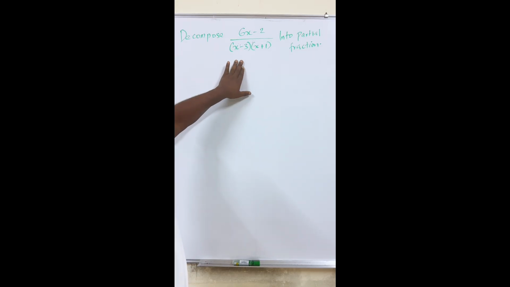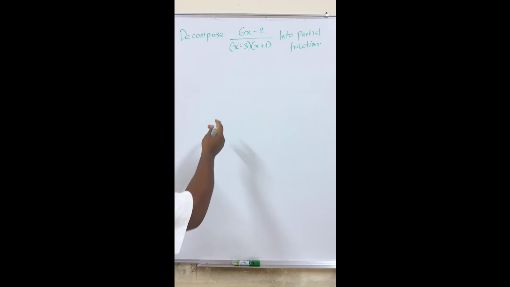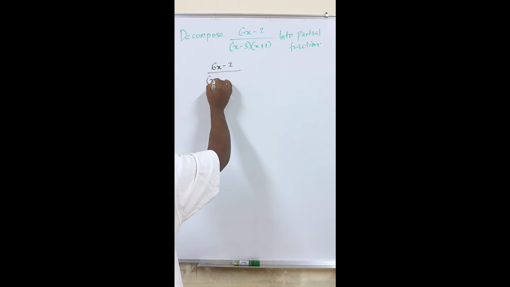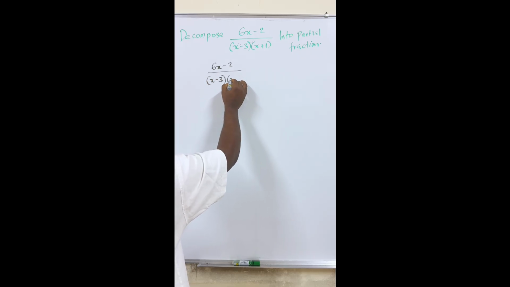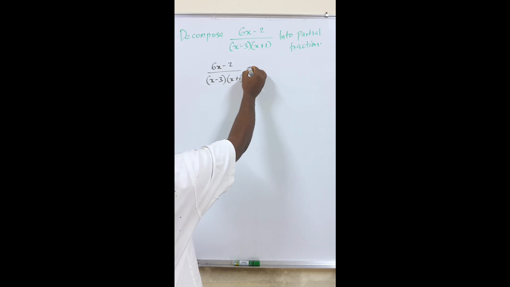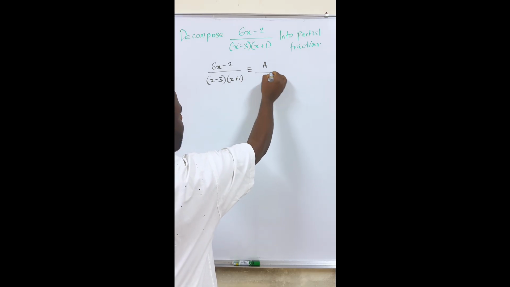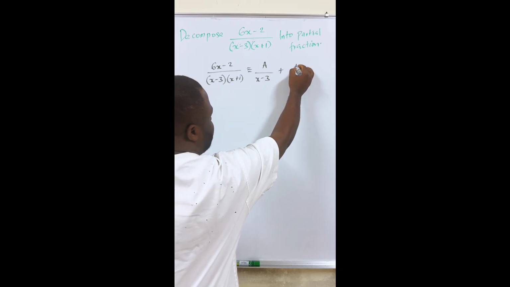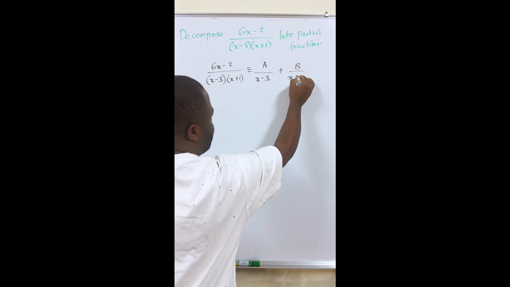Decompose this rational expression into partial fractions. So the first thing we need to do is to state that (6x - 2) over (x - 3)(x + 1) is equivalent to A over (x - 3) plus B over (x + 1).